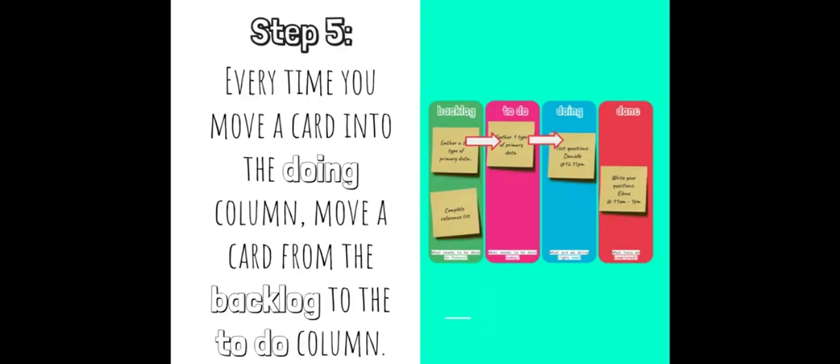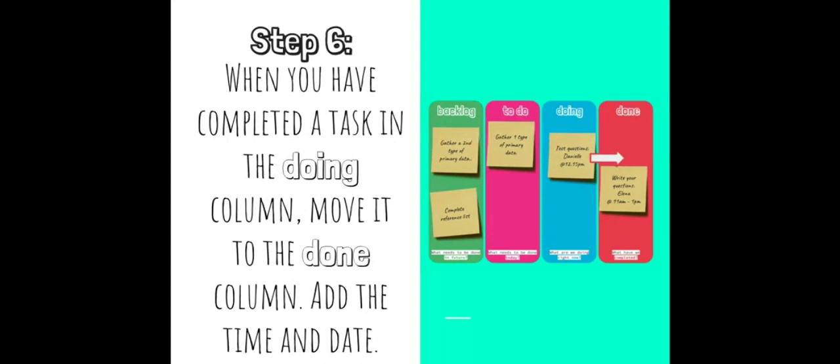Step 5, every time you move a card into the doing column, you should also move a card from the backlog into the to-do column. So you move one out of the to-do into the doing, and we'll move one from the backlog into the to-do. This is really important because it creates flow. It ensures that you always know what your next steps are. Step 6, when you've completed a task in the doing column, move it to the done column. Add the time and date. That way we can track the progress. We can see how long tasks are taking us, and we know which tasks took a long time.